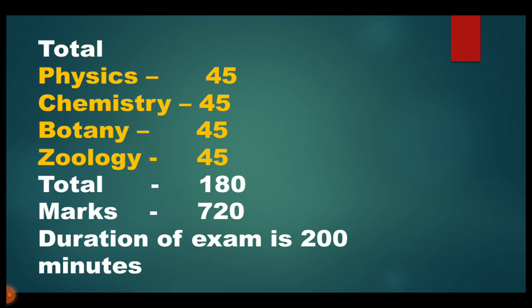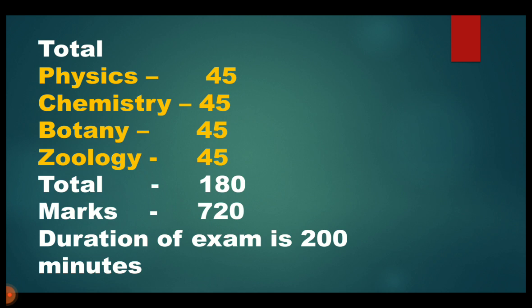I am taking the overall marks range here. As we all know, the exam is for a total of 720 marks. Physics 45, chemistry 45, botany 45, zoology 45. Even though 50 questions are there for each subject, I am considering 45 questions per subject here, because finally you should get to know what the question paper pattern depends on. Total 180 questions will be considered, for 720 marks. The duration of the exam is 200 minutes, that is 3 hours 20 minutes.